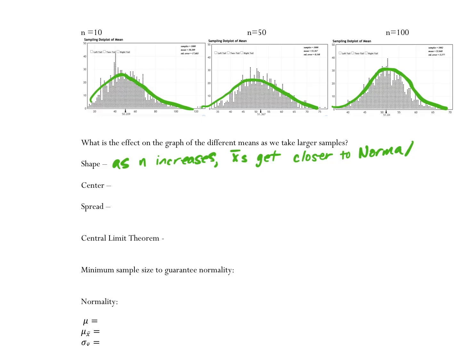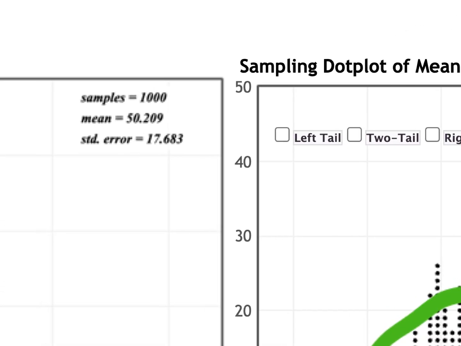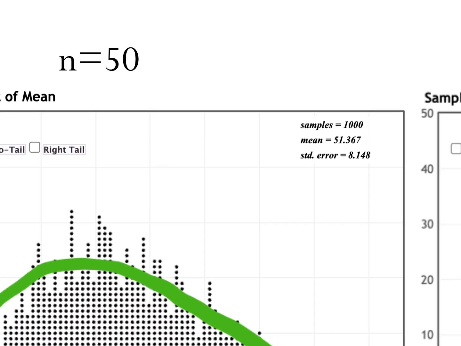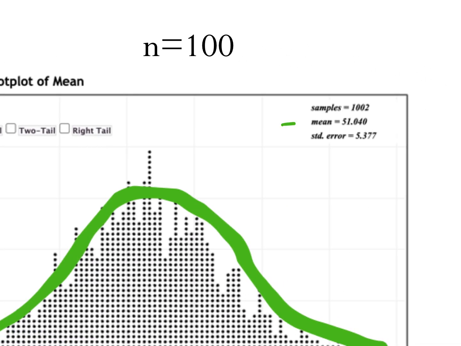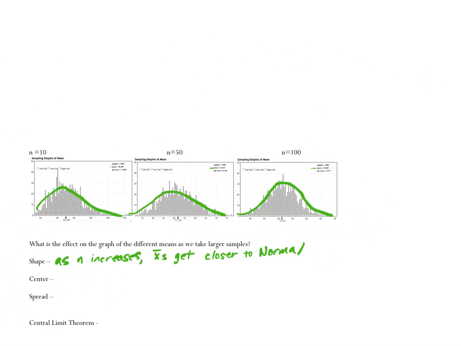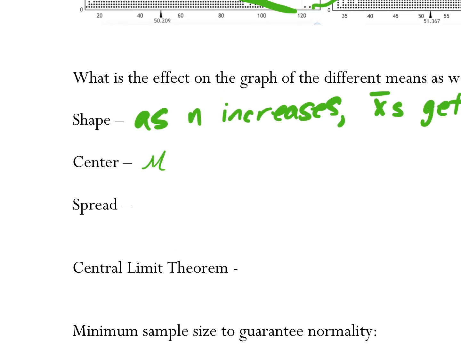All right, next, this mean is 50.2, 51.3, 51.0. You'll notice the mean of those X bars, and this is going to look weird, is approximately the mean of the population.